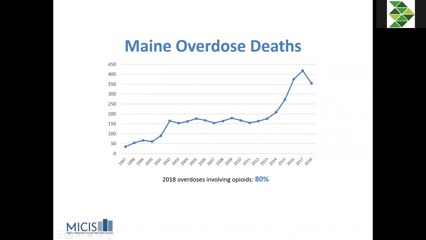So we've all heard the news that the Maine overdose deaths have come down, and hopefully that was the peak and it's going to continue to come down. We know that this is due to a lot of factors. There is less opioid prescribing, there is more naloxone available, and there is slowly more treatment available for people with opioid use disorder. But we still have a long way to go.